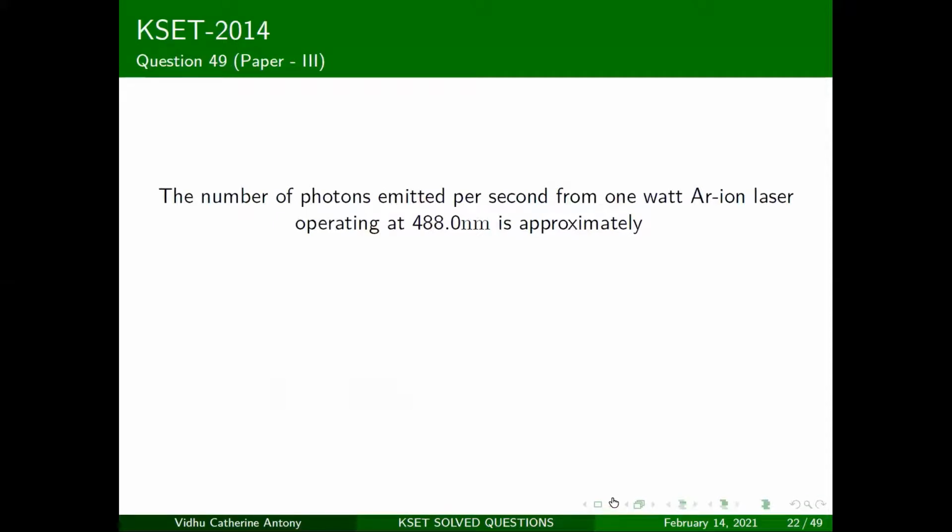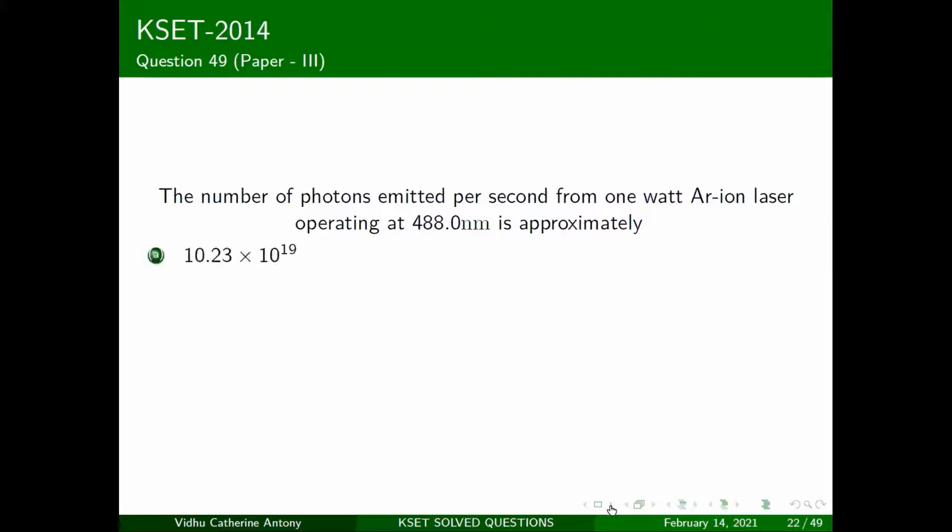So now let's look into the next question. Very trivial, actually. You don't really need to know any physics to do this. The number of photons emitted per second from a 1 watt argon ion laser operating at 488 nanometer is approximately what?